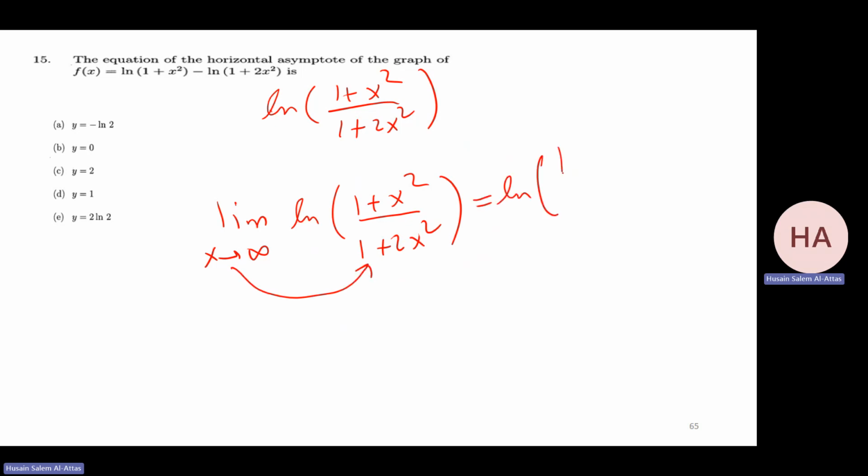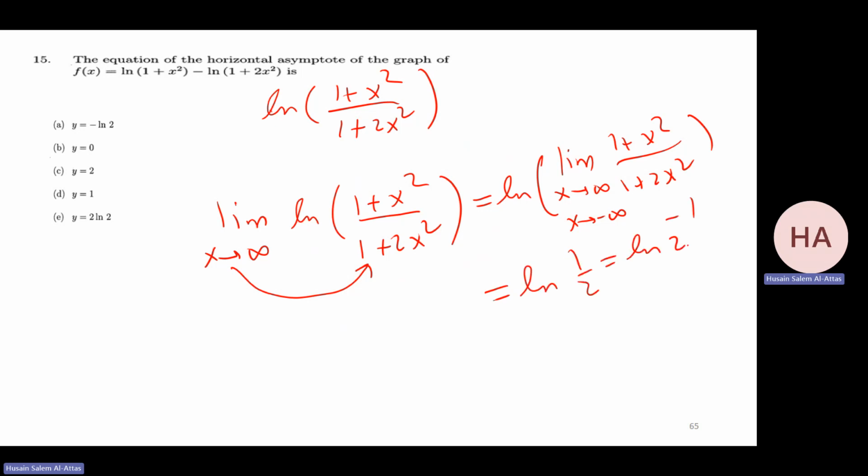So that will be ln of this limit. Either x goes to infinity or x goes to minus infinity, give me the same thing, which is the same degree. So it will be ln half, which is ln 2 to the power minus 1, which is minus ln 2. I think this is the way it was written. So y equals minus ln 2 is the horizontal asymptote.